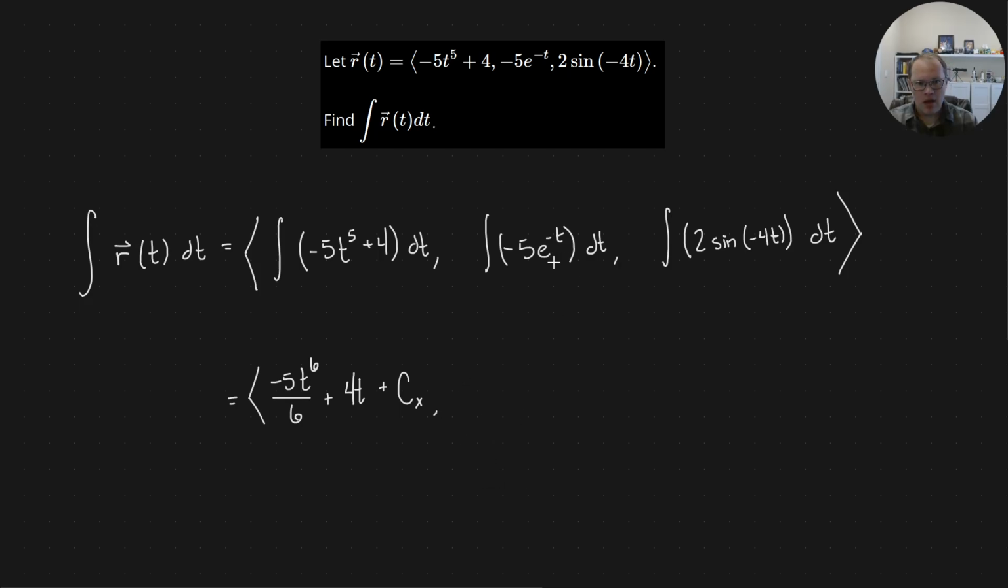Okay, let's do this one now. Negative 5e to the negative t. If you know your integrals real well, you'll know the negative 5 comes along for the ride. The integral of e to the negative t is e to the negative t, but then I have to divide by negative 1. So I end up getting 5e to the negative t. The negative 5 here cancels with the negative here.